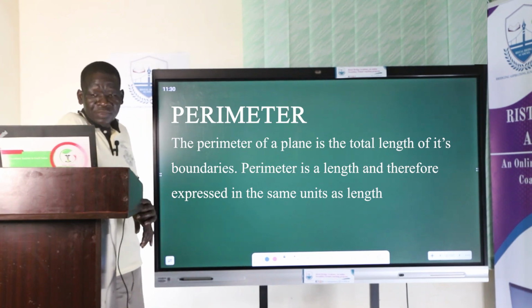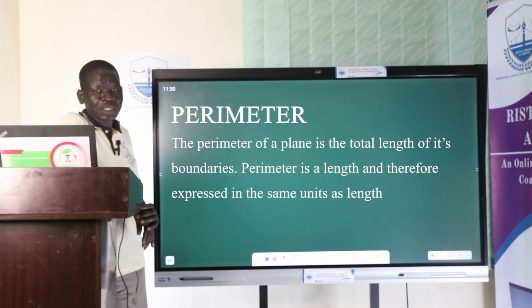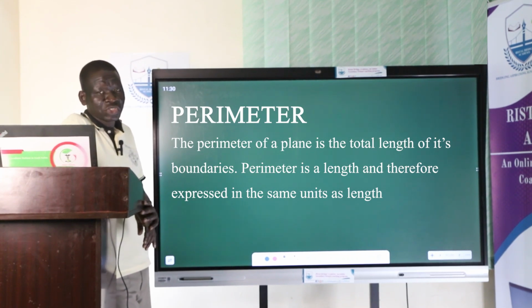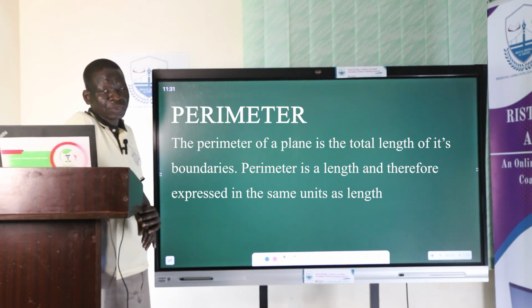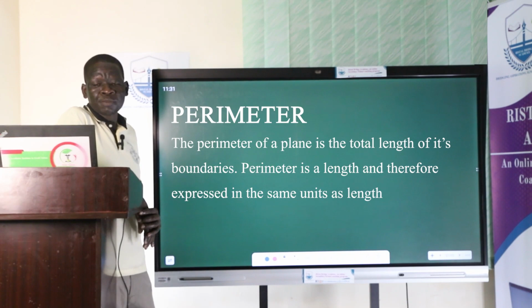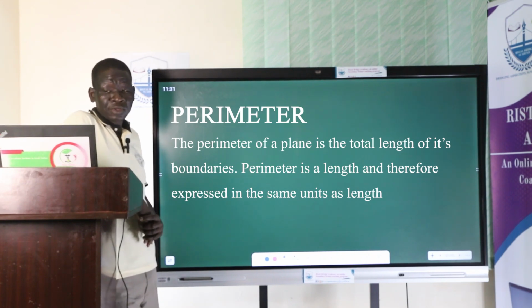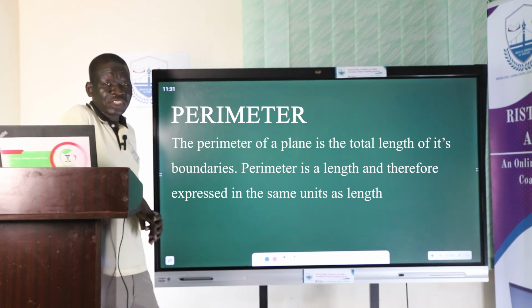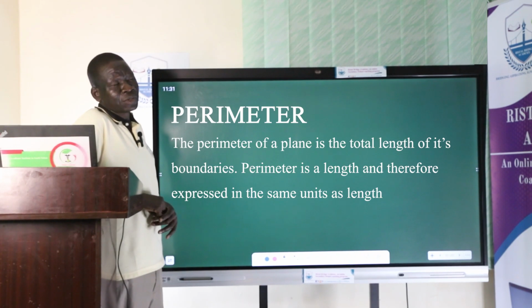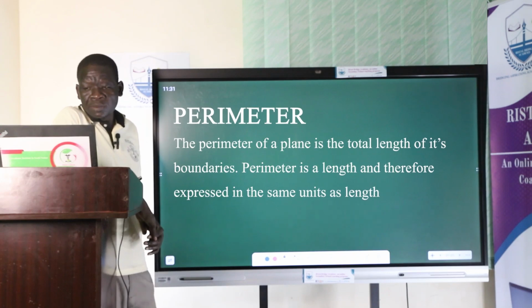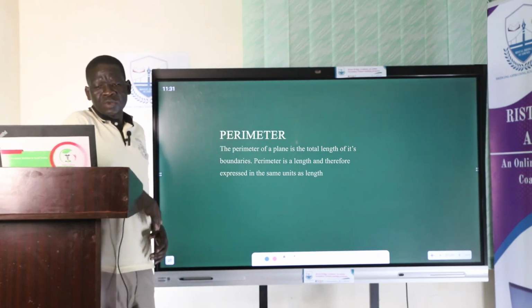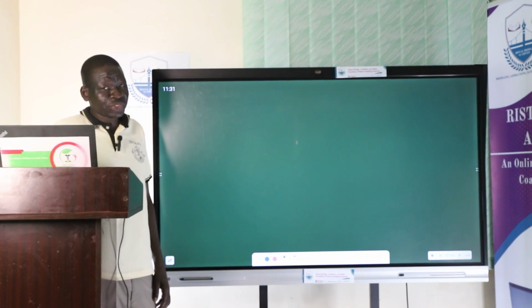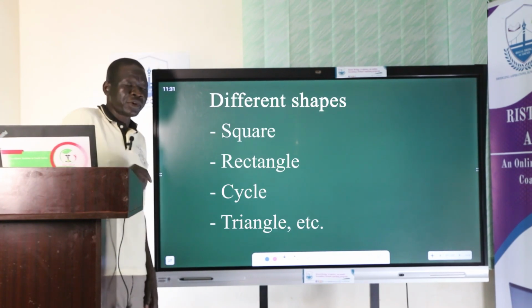The perimeter of a given figure is defined as the total distance around that figure. The perimeter of a plane figure is the total length of its boundaries. So perimeter is just the same as length because it is measured in the same units as length. We can look at different shapes to find their perimeters.